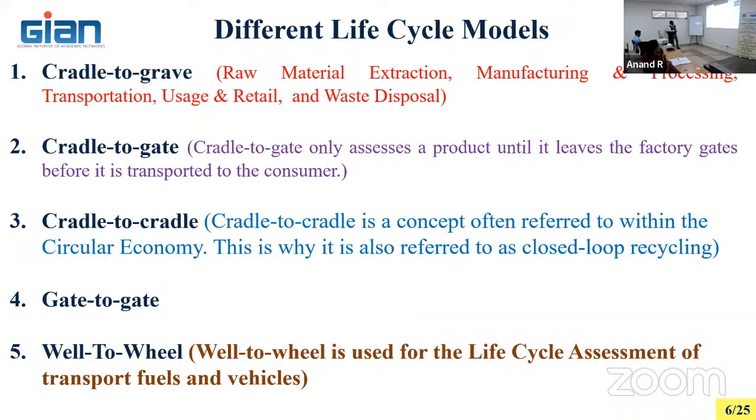Everything you need to use for raw material. There are several considerations in terms of cost, social, as well as the environmental perspective. That is for extracting the raw material. Similarly, from the raw material extraction to the manufacturing and transportation also, you need to consider all three. Then usage and retail and waste, how the waste is going to be disposed of.